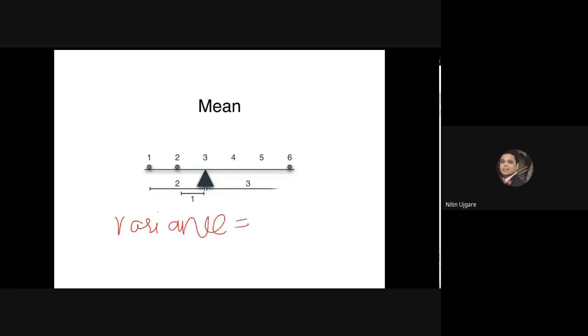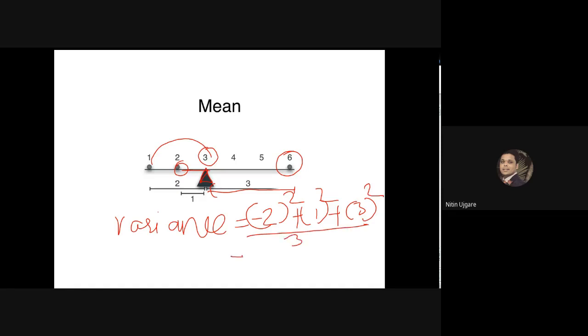So the variance for these 3 data points: the distance of this first point from the mean, because this is my mean, is 2, so minus 2 square, plus the distance of this second point from the mean, which will be 1 square, whereas the distance from this mean to this third point is actually 3. So I will take 3 square, divided by 3. So it will give me 4 plus 1 plus 9, so that is actually 14 by 3, the variance for this 3-point set.